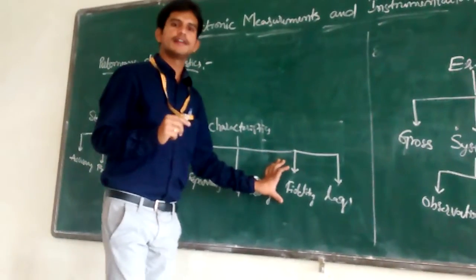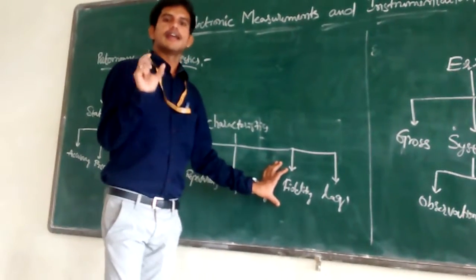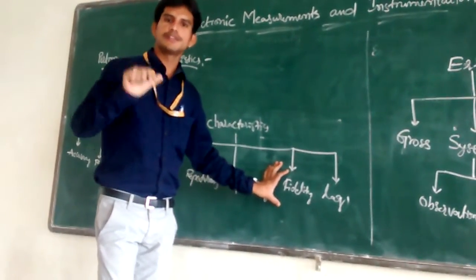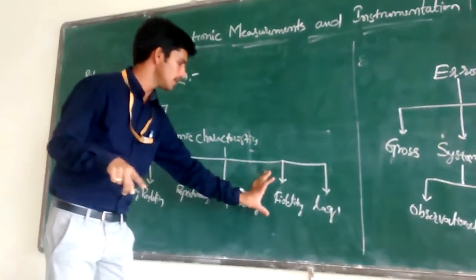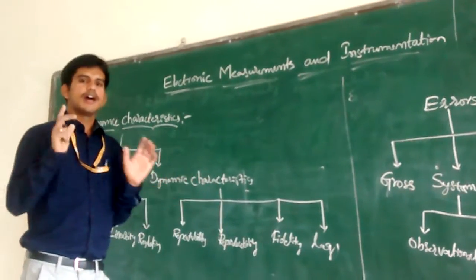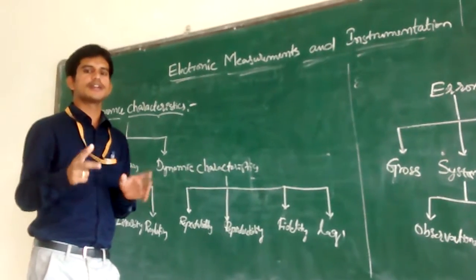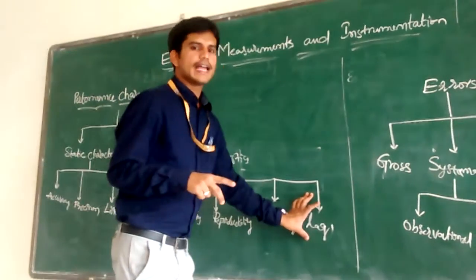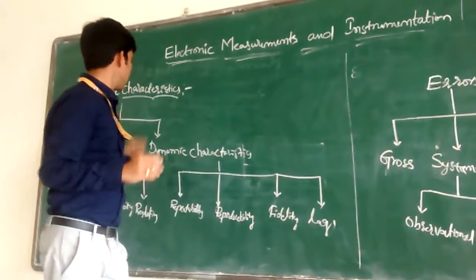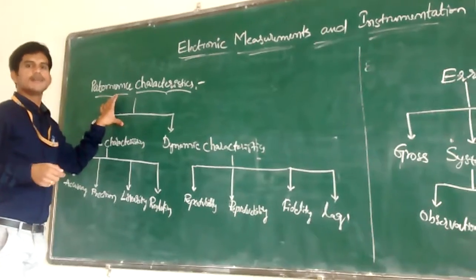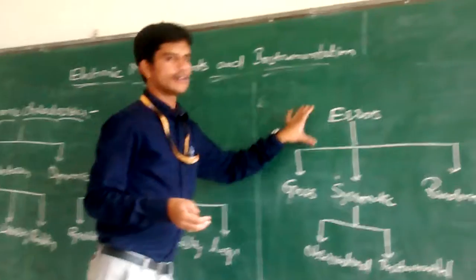And coming to fidelity, fidelity is one of the dynamic characteristics which explains the faithfulness of the device to reproduce the exact output. Fidelity of the instrument shows how faithfully the particular instrument can reproduce the output accurately. And then coming to lag, it is a type of delay. These are the various characteristics we have discussed for measuring instruments, both static and dynamic, with respect to classification. And coming to errors.